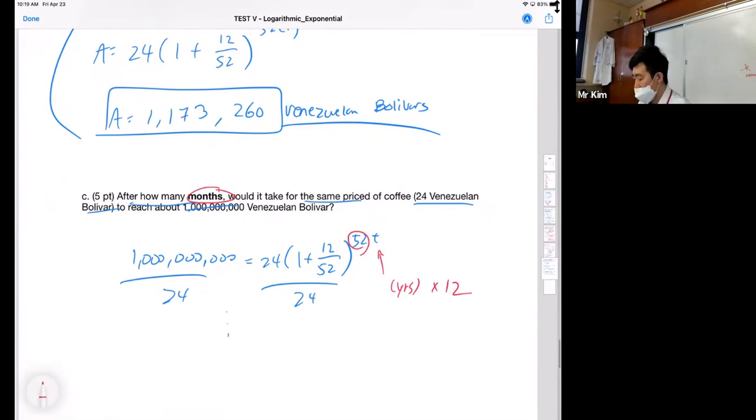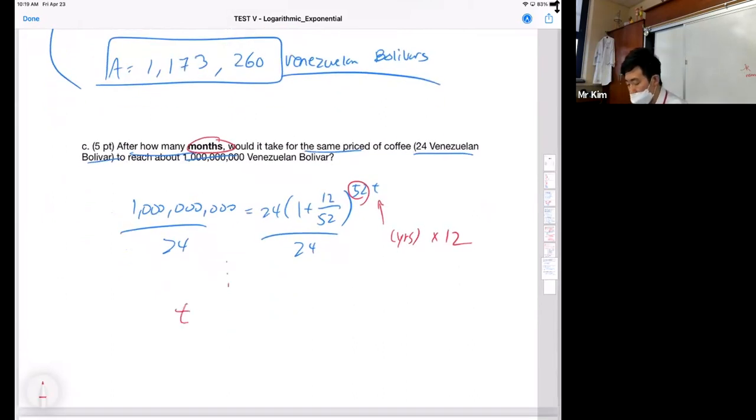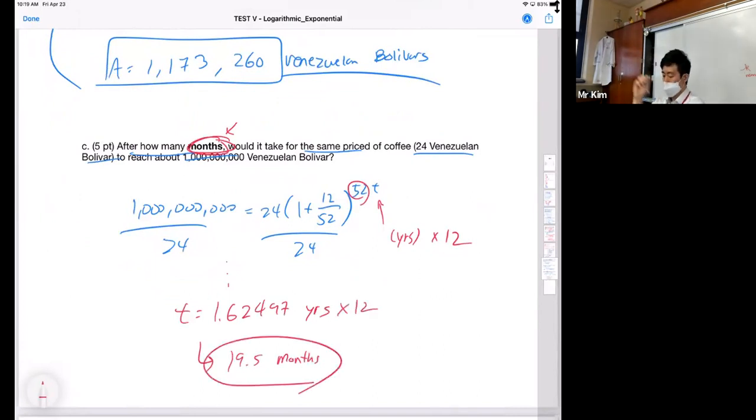So when you do the math here by using logarithms, you get t is, I think, 1.62497 years. But that's not what I asked you for, because I asked you to find it in months, 19.5 months. Just multiply that by 12. So after about a year and a half or so, that reaches about 1 billion Venezuelan bolivars.